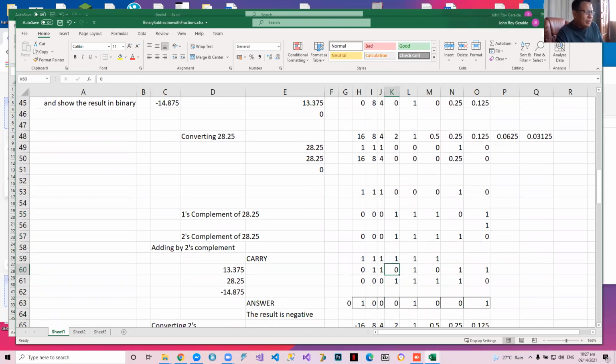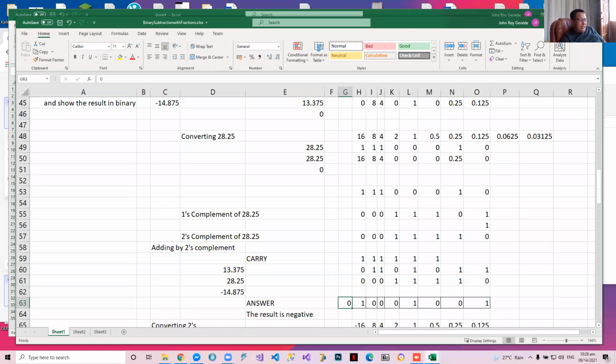We just add them together anyway, no? There's no problem which comes first because we're just going to do addition anyway. So 1 plus 0 is 1. 1 plus 1 is 0, carry 1. 1 plus 0 plus 1 is 0. 1 plus 1 plus 1 is 1, carry 1. 1 plus 0 plus 1 is 0, carry 1. This is also a 0, carry 1. A 0, carry 1. And then 1 plus 0 plus 0, 1.